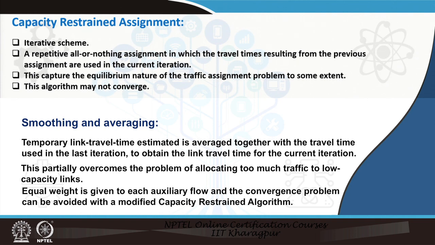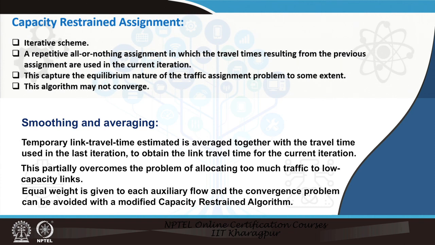Because whenever you load a particular link, travel time drastically increases, and automatically the entire volume goes into the next one. And again the traffic volume will jump between two links, so it will keep on jumping back and forth, and there would be no end to it. So instead, we take the average of these volumes over all the iterations, plus some weightage given to the travel time that came in the last iteration, and using that we iterate for the next step. In that way we can smooth and average the process, and this partially overcomes the problem of allocating too much traffic to low capacity links.